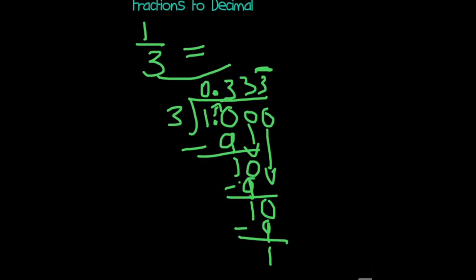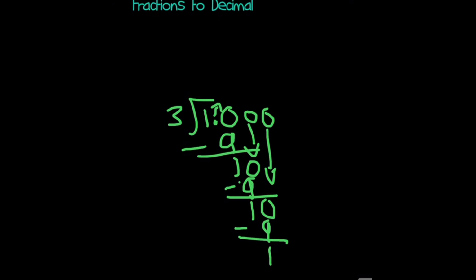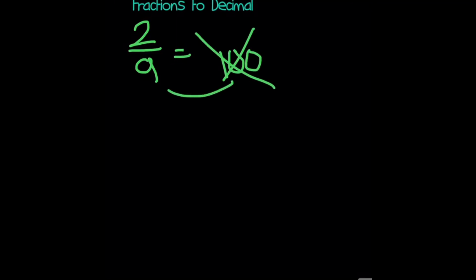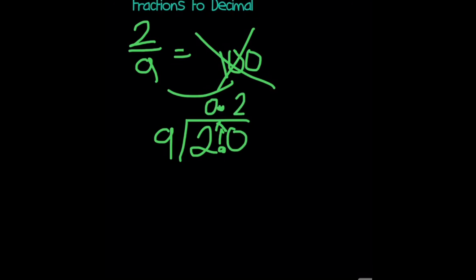Now, let's do one more example, and we'll move on. Now let's do 2/9. Right away, I can't make it into 100 with any whole number, so I must use long division. I put the 2 inside and the 9 out. And the same thing goes: decimal point, 0, and I have 20. It goes in 2.